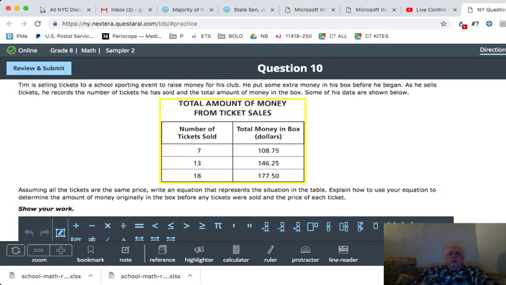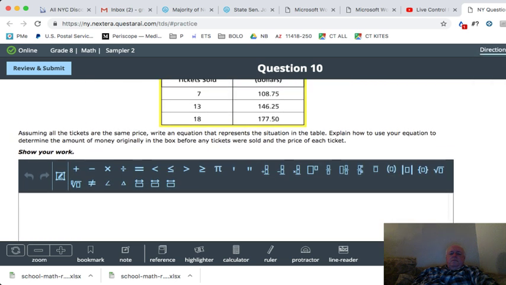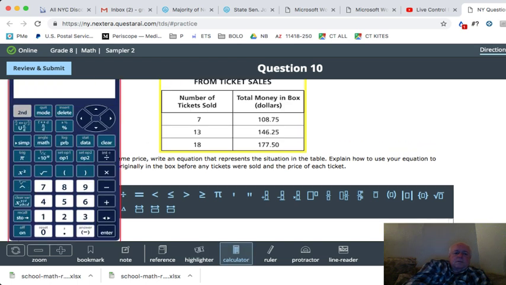So here's what I think needs to happen. We can figure out the cost per ticket, because if we look at the difference between this and this, and this and this. In other words, we have, let's see if this works, 146.25 minus 108.75, and that's going to be equal to the calculator. Let's move this over.